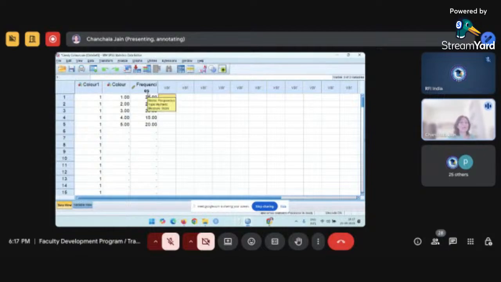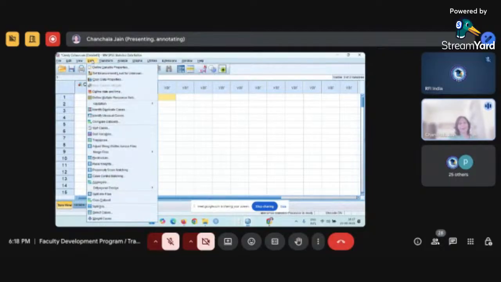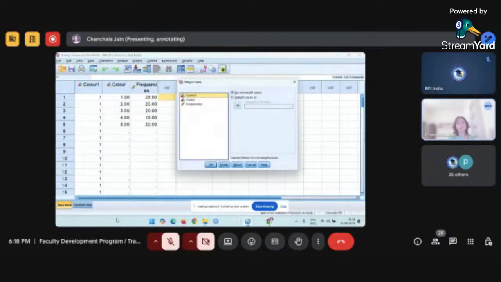So how will you weigh this? For weighing this, you need to go to the data tab. At the bottom, I hope you can find weight cases. Click on that. Then you can see at the right side of this dialog box, by default, it is saying do not weight cases. By default, it is not weighing our cases, but we want that. So we will select the second option, and we'll select the frequency.